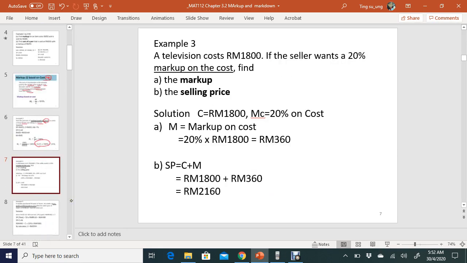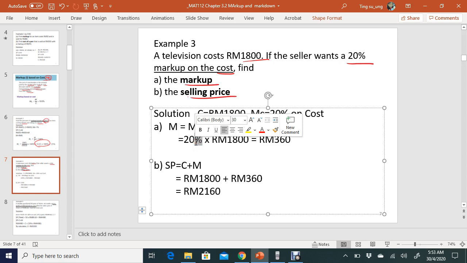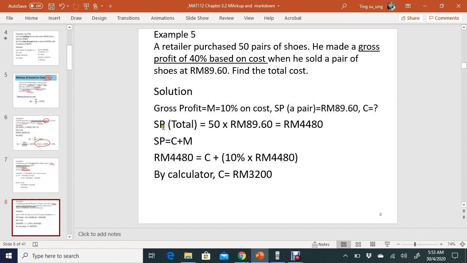So example 3. A television costs 1,800. If the seller wants 20% markup on the cost, find the markup and the selling price. So what will be the markup on the cost? It will be 20%. Okay, so after that, what will be the selling price? Very logical, right? So it's 1,800 plus the markup cost that is 360, so I have 2160. It's very logical, right? And very straightforward. Okay, let's look into the next example.